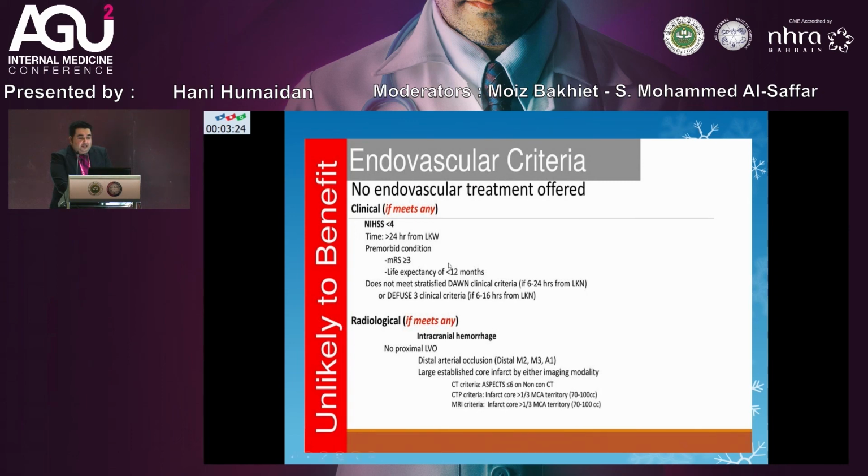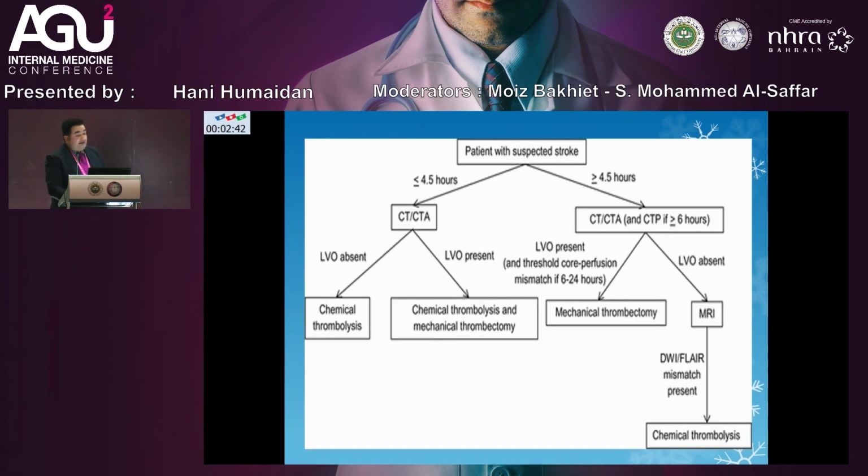Those who were not offered endovascular treatment clinically had an NIHSS score less than 4, time more than 24 hours from last known well, and premorbid modified Rankin score more than 3, so their premorbid condition is not good. Life expectancy was less than 12 months, and they did not meet the DAWN criteria, 6 to 24 hours, or DEFUSE, 6 to 16 hours from last seen well. Radiologically, intracranial hemorrhage would of course preclude these interventions, as would no proximal large vessel occlusion. So just to conclude, I have 2 minutes.